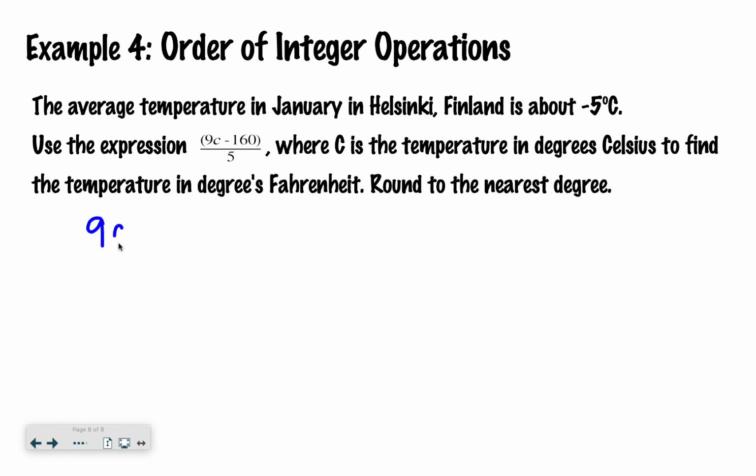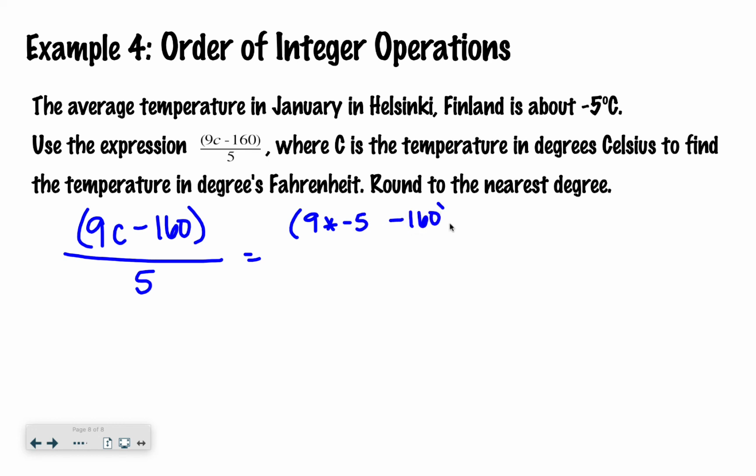We have 9C minus 160 all grouped together in parentheses over 5. So I'm going to say 9, and then since there's no operation symbol written between the 9 and the C, I'm multiplying. So I have 9 times negative 5 minus 160, all divided by 5. And then inside here, you can see I have multiplication and subtraction. According to PEMDAS, multiplication and division come before addition and subtraction. So I want to say 9 times negative 5 first, which is positive times negative is negative. 9 times 5 is 45.